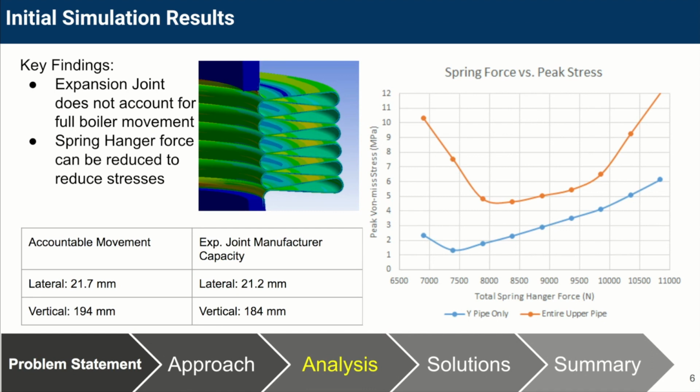From the image, you can see that the bellows of the expansion joint was fully compressed, and the chart shows that the expansion joint was exceeding the manufacturer capacity, deeming it in need of replacement. As shown in the plot on the right, adjusting the spring force had a dramatic effect on the piping stresses, identifying it as the main component to alter in order to reduce overall stress.